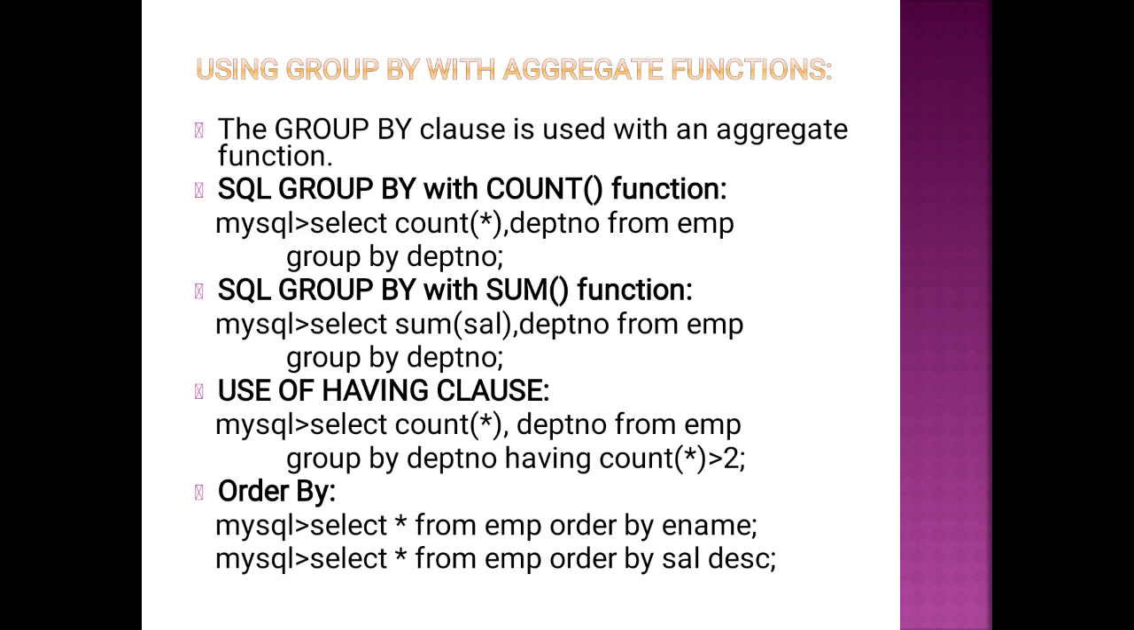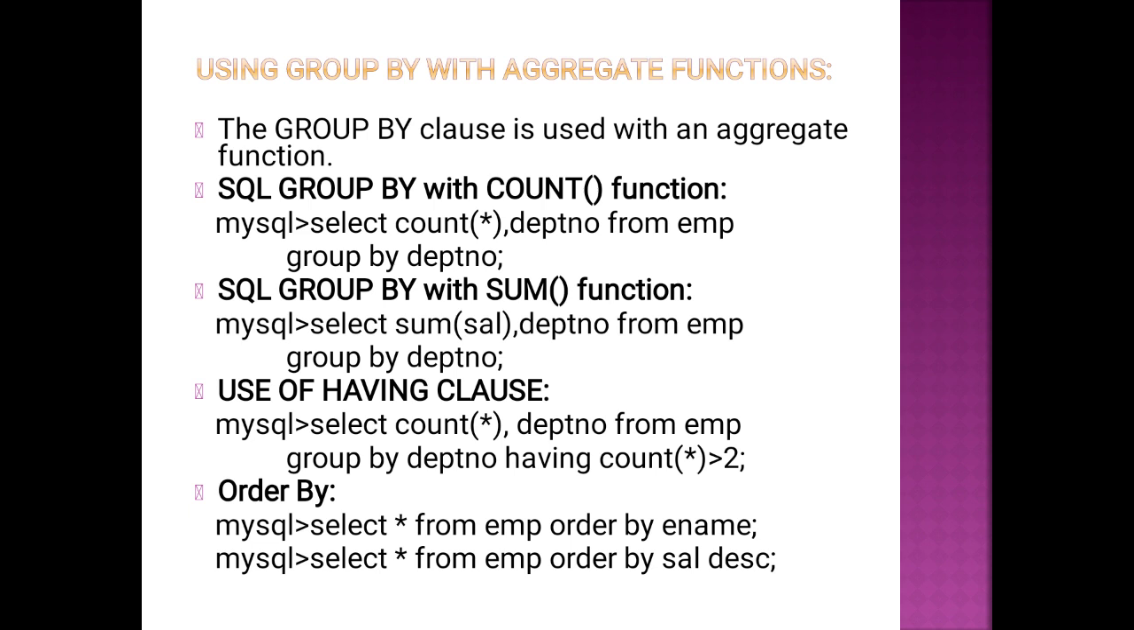Order by is to sort data or records in ascending or descending order. Suppose I want to retrieve data in order of employee names, in ascending order of their names. Ascending order means alphabetical order. In alphabetical order, it will start from A to Z.